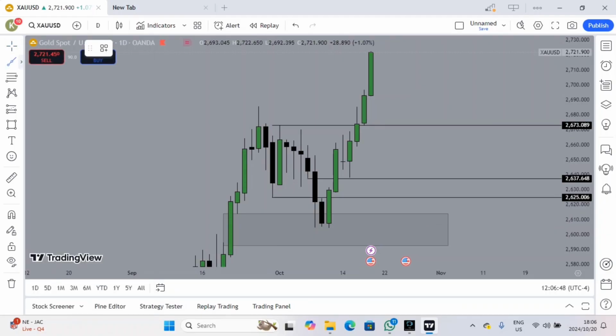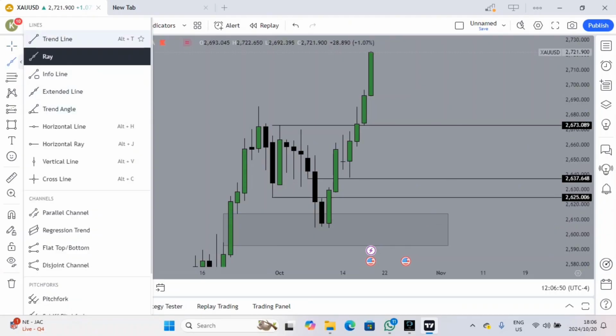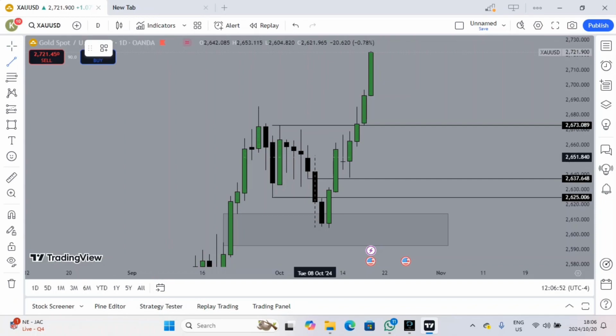Oops, sorry. Use my trend line. Yeah, there's my trend line. You just mark it out using your high, using your low. That whole candlestick, right? It creates another range on a lower time frame, okay?